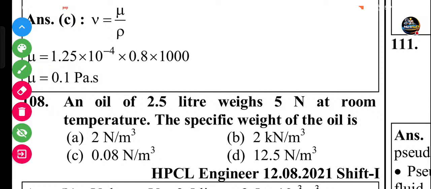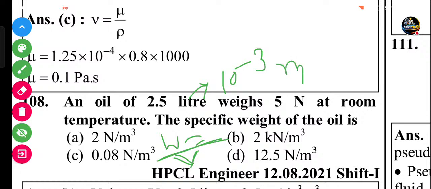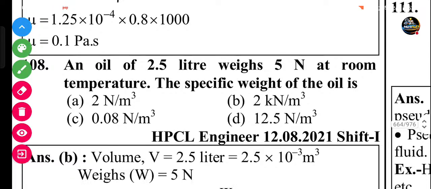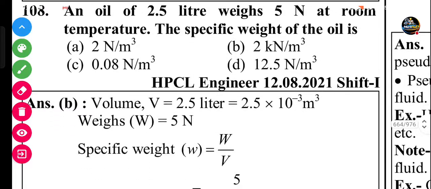Next, question 108: an oil of 2.5 liter weighs 5 newton at room temperature. What is the specific weight of the oil? We know specific weight equals weight per unit volume. Weight is 5 newton and the volume is 2.5 liter, where 1 liter equals 10 to the minus 3 meter cube. So 5 by 2.5 into 10 to the minus 3. If you solve this, the answer is 2 kilonewton per meter cube.